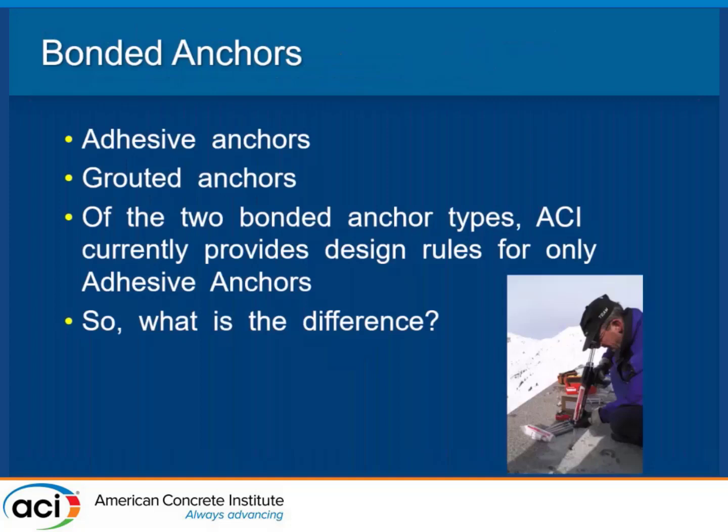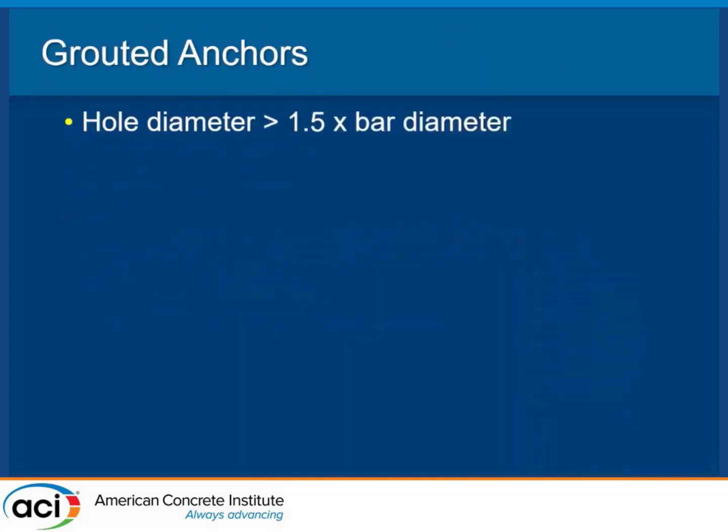In bonded anchors, we have two types, adhesive and grouted. So let's talk about grouted first. Usually the hole diameter when you drill it is a little bit greater than 1.5 times the bar diameter, and basically you need some sort of non-shrink grout.